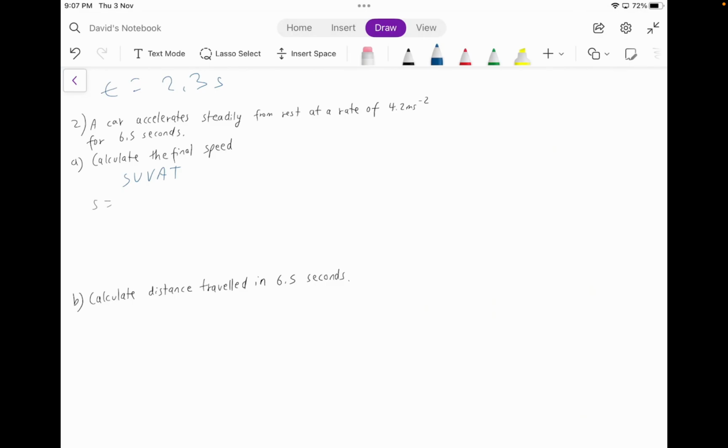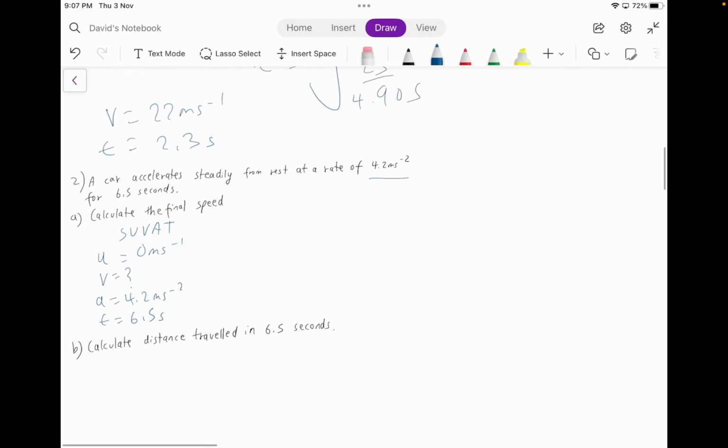Since S represents displacement, that's not needed. In this case, you don't need to find any height, so we can scratch that out. Your initial velocity, that is interesting. That is going to be 0 meters per second, since the car is accelerating steadily from rest, so the initial velocity would have been 0. Your final velocity is going to be unknown. Your acceleration is given again here. It accelerates steadily at 4.2 meters per second squared. And the time it takes is also given, about 6.5 seconds.